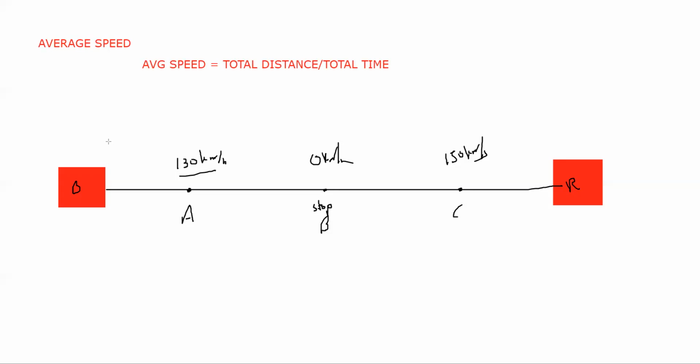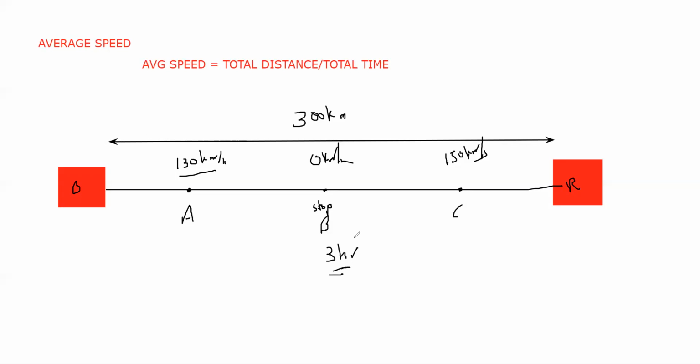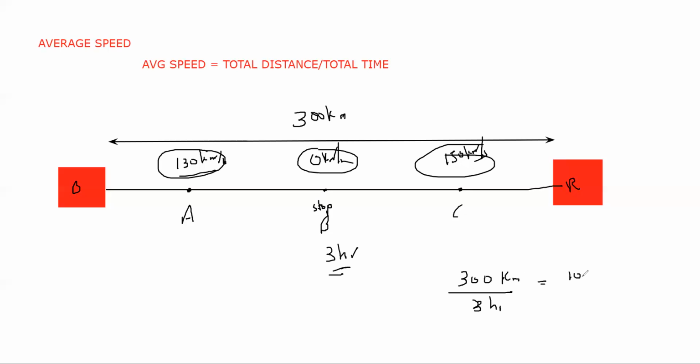For example, if the distance between Buraidah and Riyadh is 300 kilometers, and your journey took 3 hours, so if someone asks what your speed was, you will give an average answer. You will say you covered 300 kilometers in 3 hours, so on average you traveled 100 kilometers per hour. So your average speed was 100 kilometers per hour.